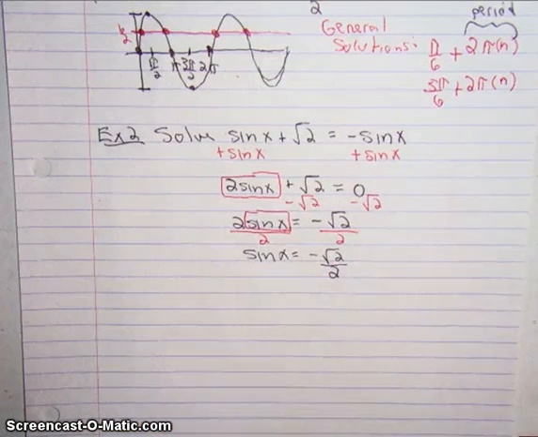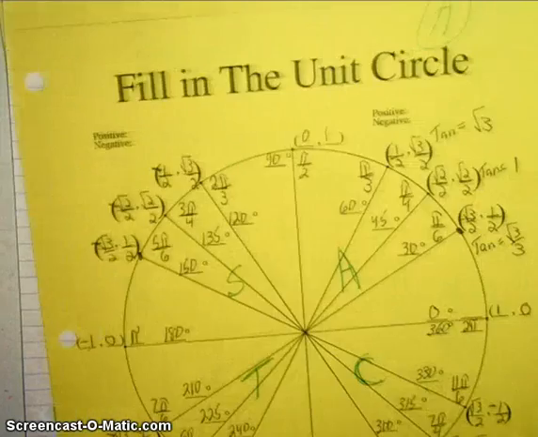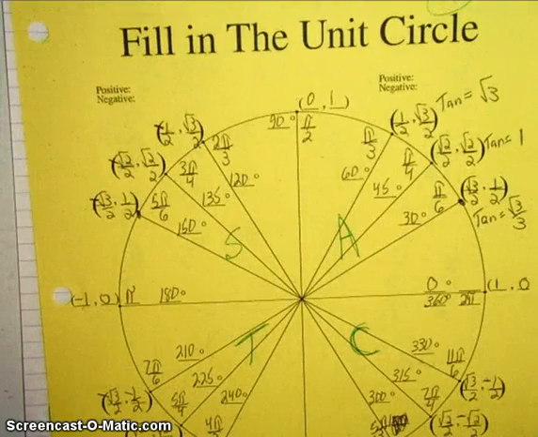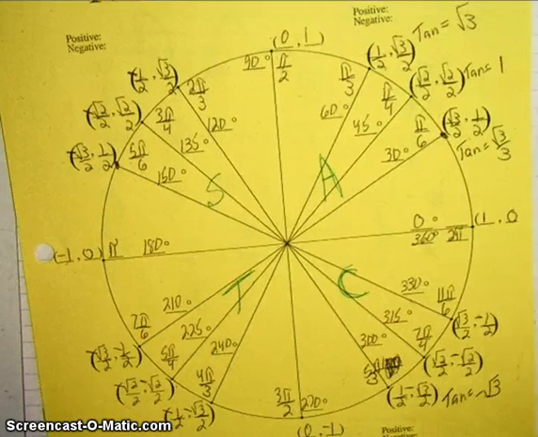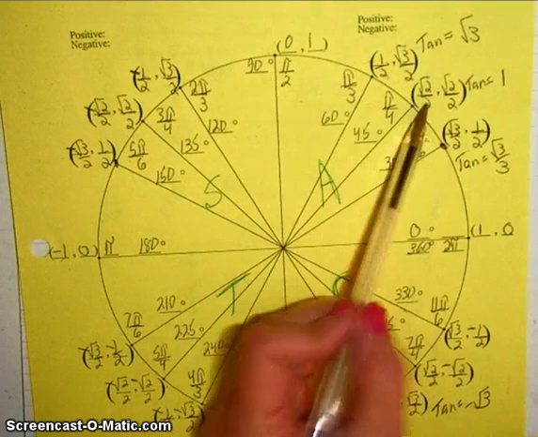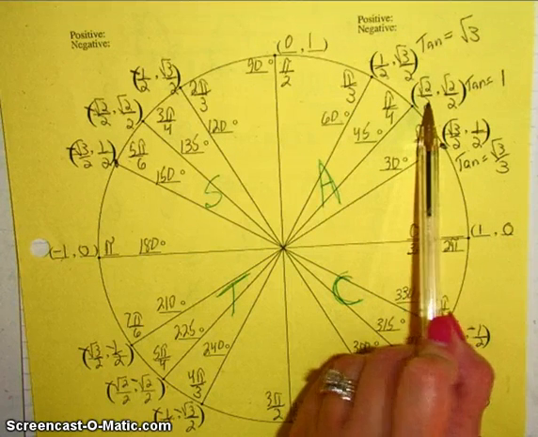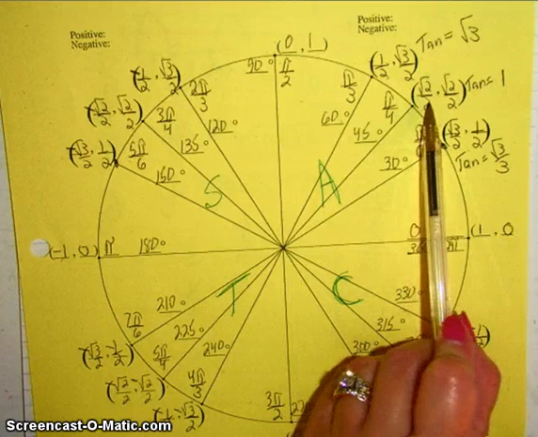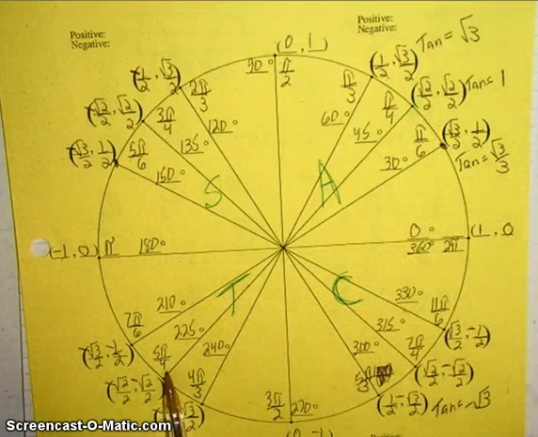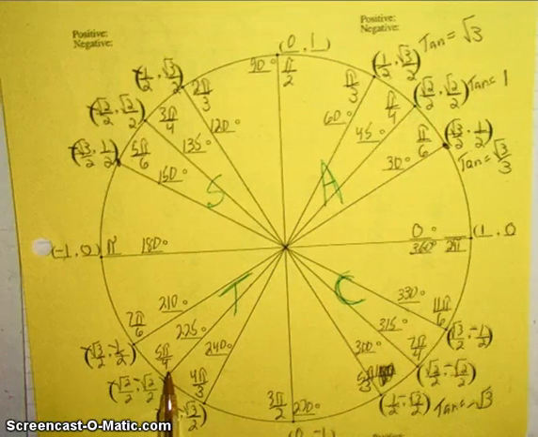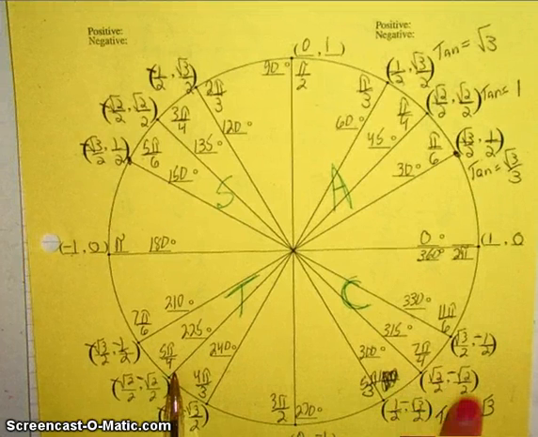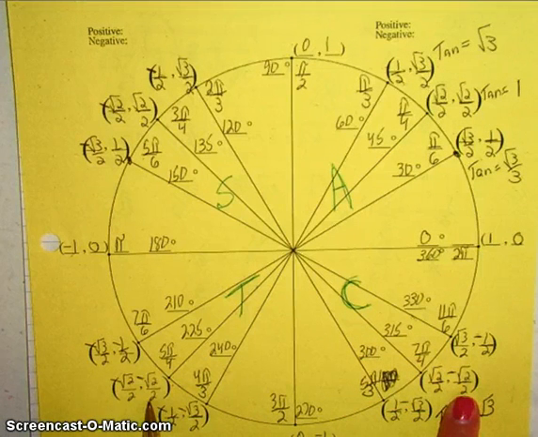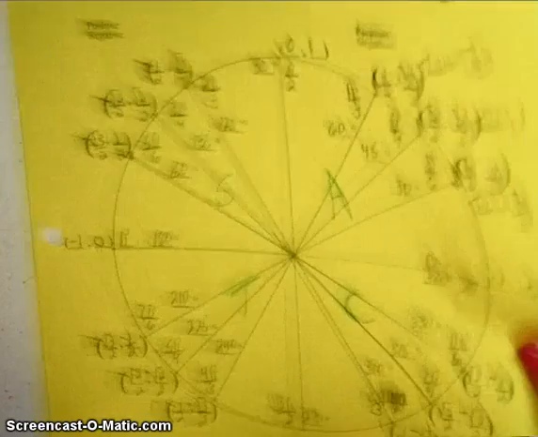Does that sound like a number that would be on the unit circle? Yes, it would. Okay, so go to your unit circle. Find where sine is negative root 2 over 2. So in quadrant 3, at what radians? 5 pi over 4, and where else? 7 pi over 4. All right? Okay, so 5 pi over 4, 7 pi over 4.